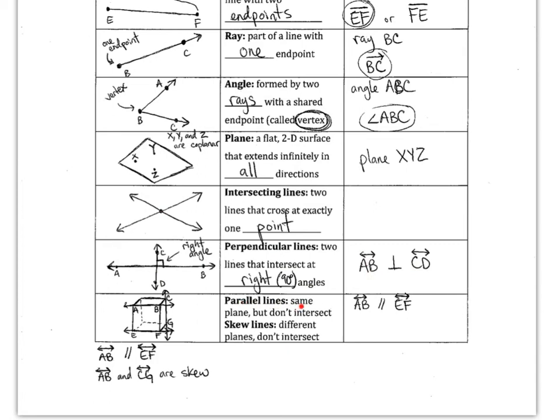Parallel lines are in the same plane, but do not intersect. So parallel lines would be kind of like railroad tracks. They are the same width apart at all points, and they are in the same plane, but they never touch. So those are parallel lines. These are parallel lines. You can find a whole bunch of parallel lines. So the way that you would write that is line AB is parallel to line EF. And there's a lot of other ones in here as well, but these are the ones that we have labeled.